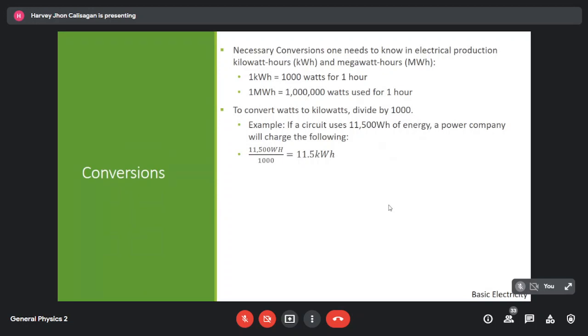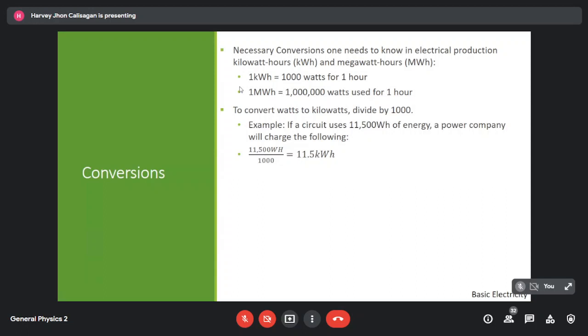This is what I meant earlier. There are conversions involved when it comes to calculating. There are necessary conversions that one needs to know in electrical production. Again, we have to stick to the unit itself, kilowatt per hour or megawatts per hour. So how do we do that? We have here a sample conversion of some of the given.